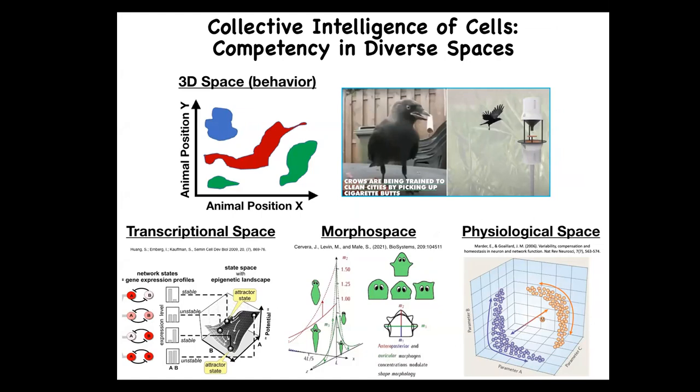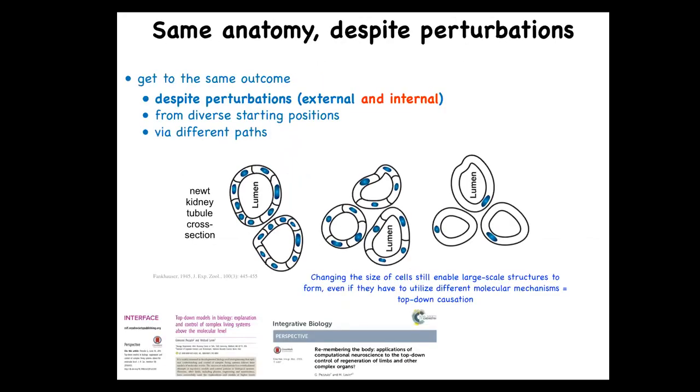For example, the space of possible gene expression, so transcriptional space, the space of physiological states. Of course, these are high dimensional spaces. I just boil it down to 2 dimensions on a flat slide. What we're going to talk about today is this notion of an anatomical morphospace. It's the space of all possible geometric configurations of a particular structure. One of the amazing things is that cells and cellular collectives solve problems in all of these spaces. I don't have time today to talk about all these remarkable examples. There are many, and I can send out some papers if people are interested. But I want to show you an example of problem solving in a novel situation.